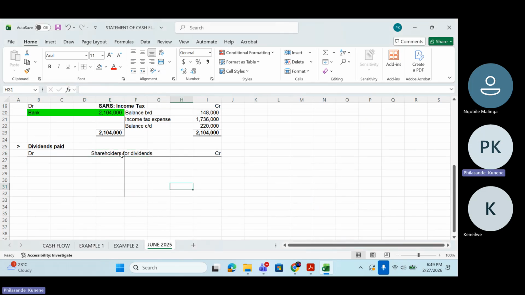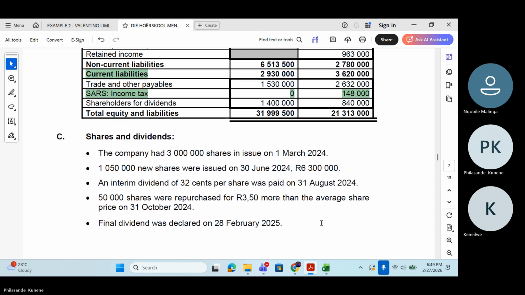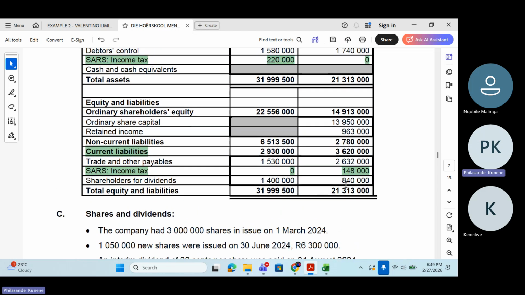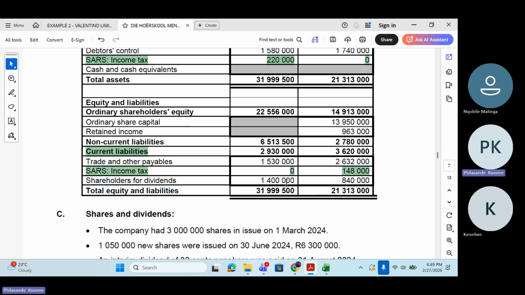Shoulders for dividends. Okay, let's go to the information and see. I have the opening balance. You can see now that if the opening balance is under payables and then the closing is under payables, they will be on different sides of your T account.